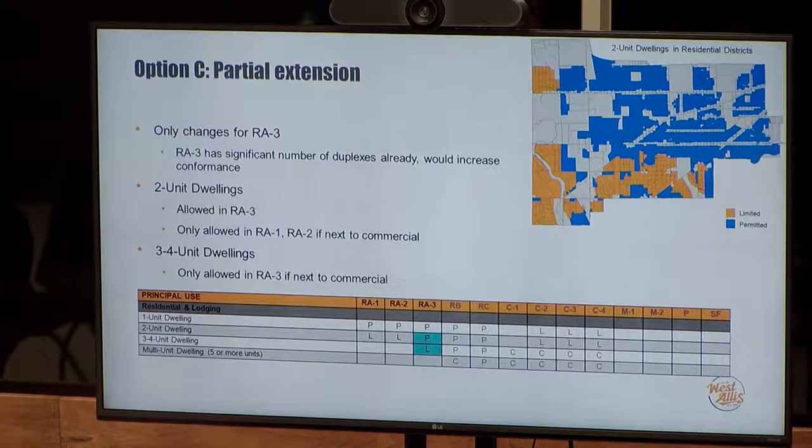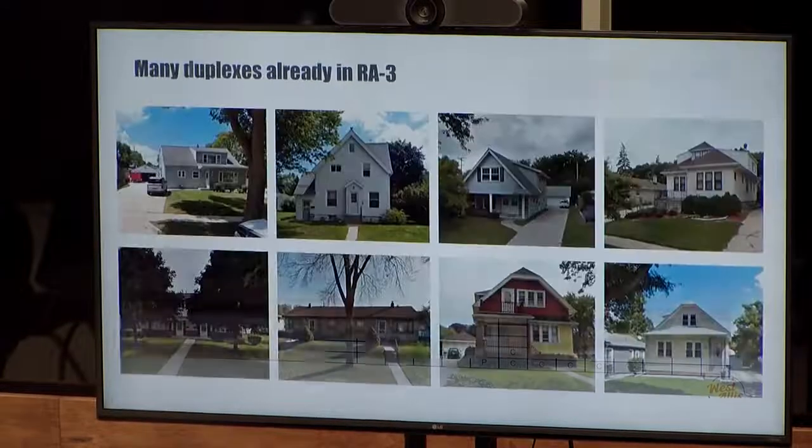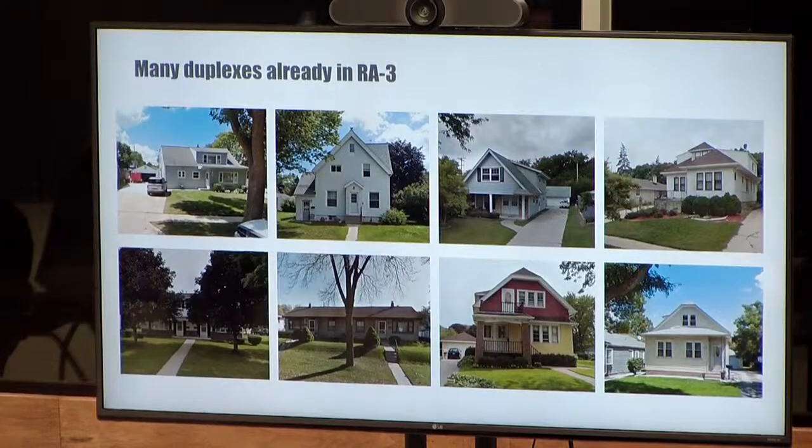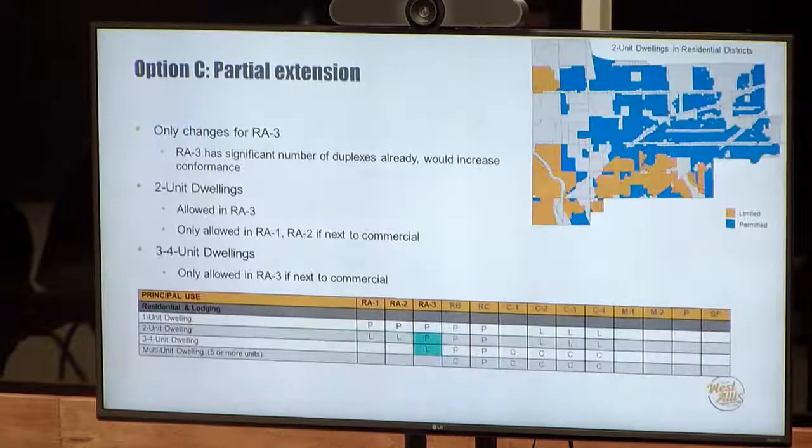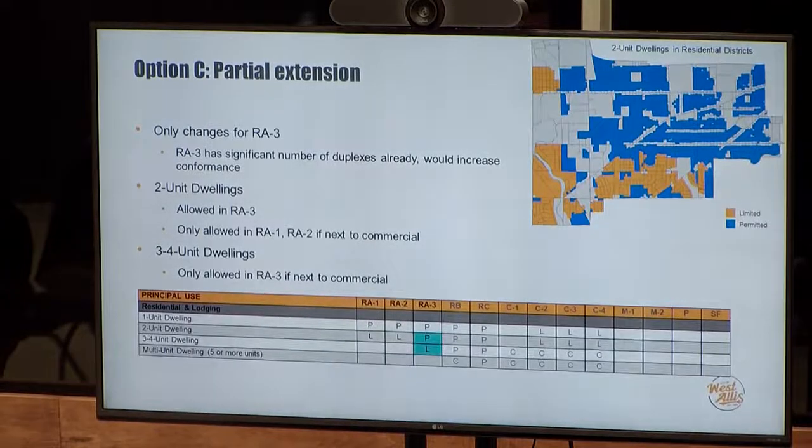And then the third option is the smallest change. This would be a partial extension. It would really focus on our RA3 district. The RA3 district, I'm just going to flip forward, already has a lot of duplexes that are now non-conforming uses. They were probably built before the zoning code was changed. So a lot of these neighborhoods already have a mix of single family and duplexes. So what we would propose in this third option is to allow duplexes as a permitted use in RA3, which would increase that conformance. And we'd also allow a select number of the 3 to 4 unit apartments, where it basically would have to be bordering a commercial property.